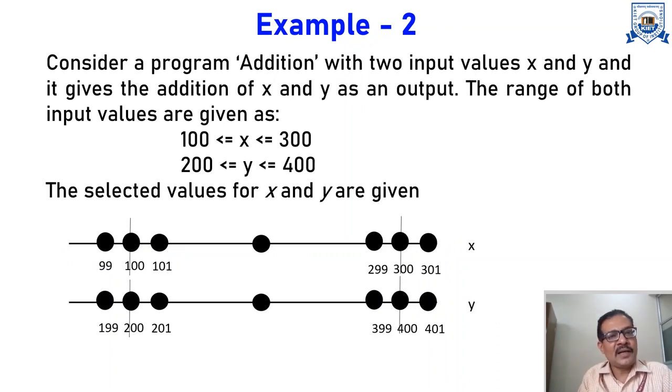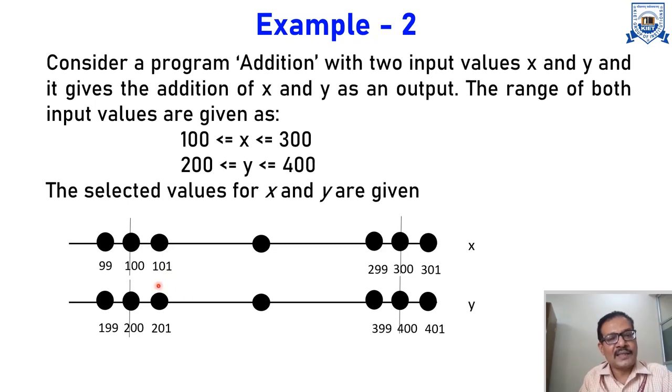And similarly, for the same program addition, if you look at here, I am going to input two values like x and y, and the x is 100 to 300 and y value ranges from 200 to 400. And these are the possible values of x, right? So 100 is the minimum, just below 99, maximum is 300, just above 301, a value just below 299, a value just above the minimum, that is 101, and one average value here I am missing here, you can write here.